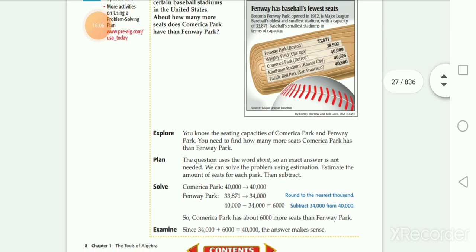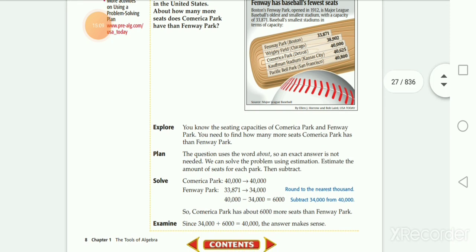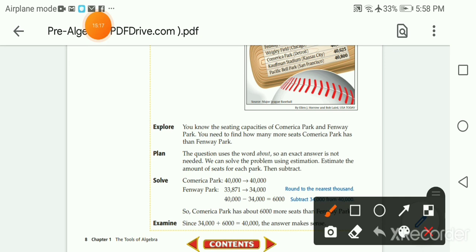Plan. The question uses the word about, so an exact answer is not needed. We can solve the problem using estimation. Estimate the number of seats for each park and then subtract. This is my plan: I'm going to do some estimation, and then I'm going to subtract. So estimate, then subtract. Now this is the step for solving.